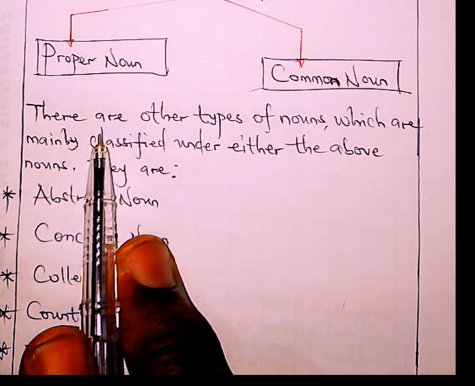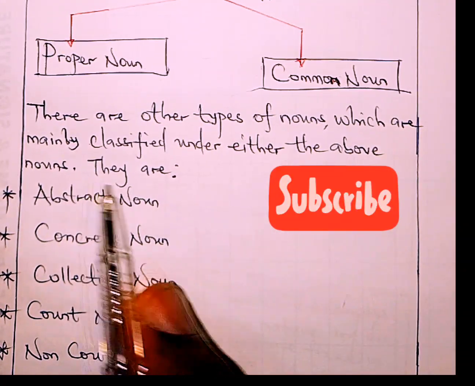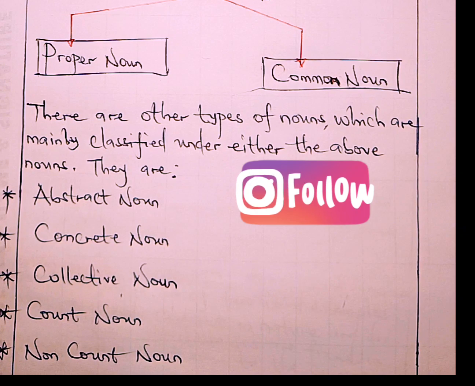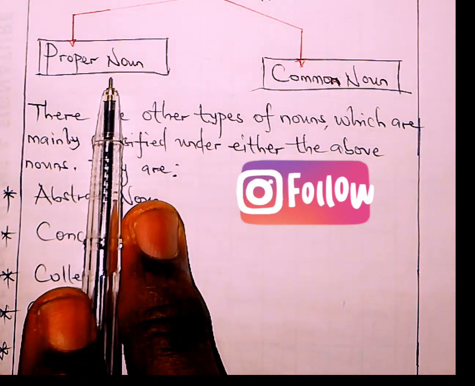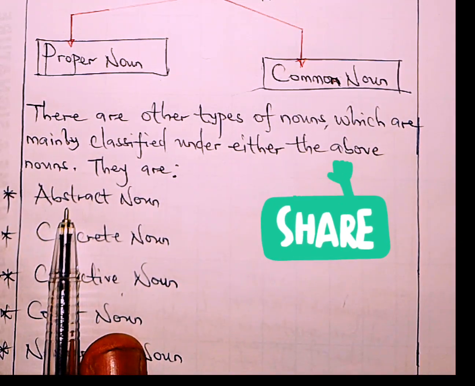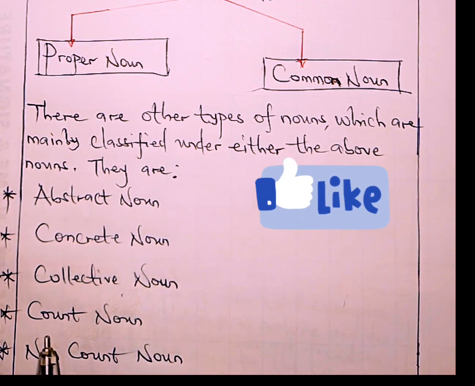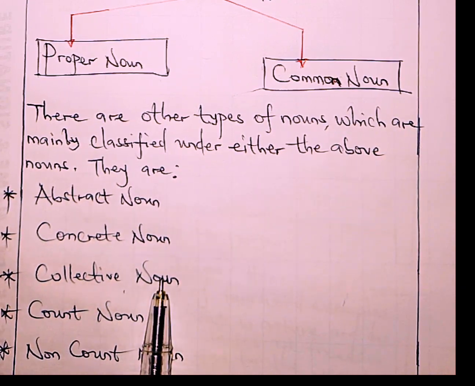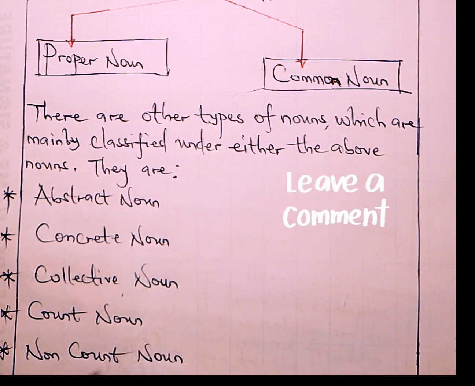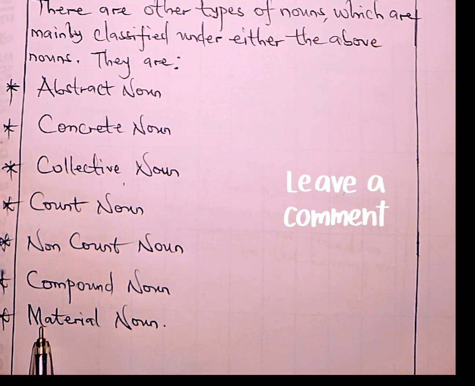Now, there are other types of nouns apart from the proper noun and common noun, which are classified under either the proper noun or the common noun. Look at them here. The first one we have is the abstract noun. The next is the concrete noun. The next is the collective noun. After that, we have the count noun, then the non-count noun. And after the non-count noun, we have the compound noun. And the very last one is the material noun.